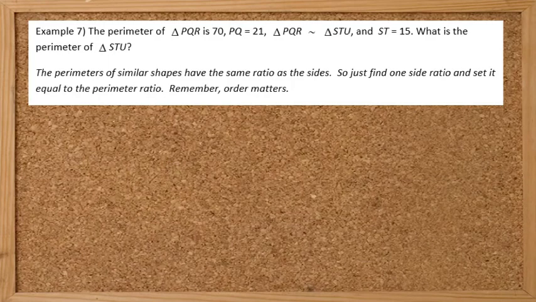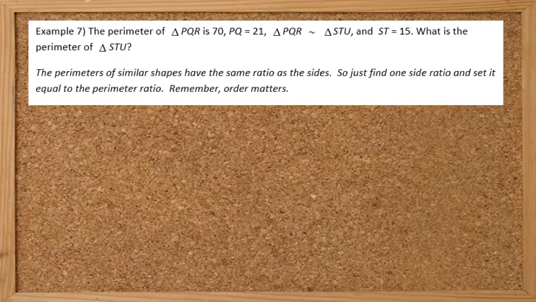Last one, and then we'll be done for the night. Go ahead and try an example, a little different. The perimeter of PQR is 70, PQ is 21, and PQR is similar to STU. ST is equal to 15. We want to know the perimeter of triangle STU. It's probably a good idea to pause it, see if you can do this one on your own, and then start it back up to see how you did.